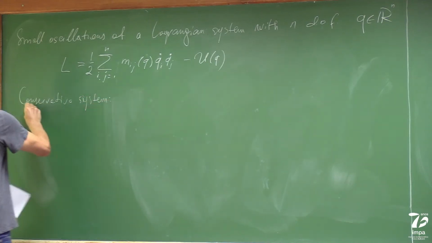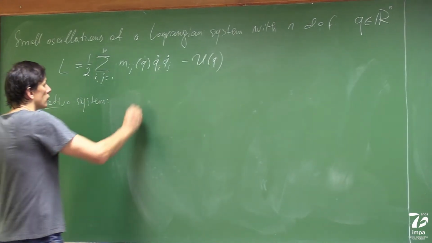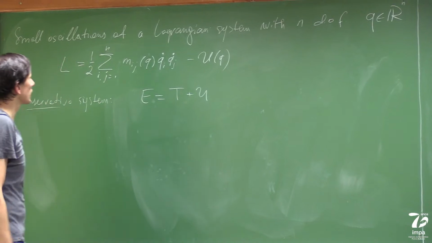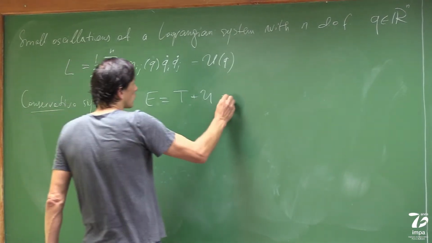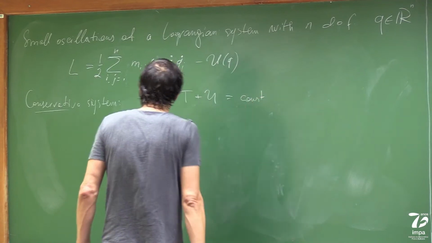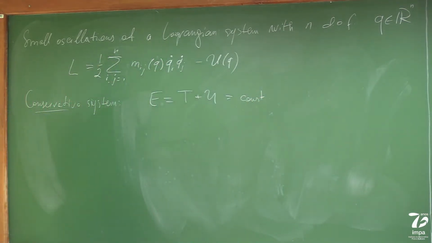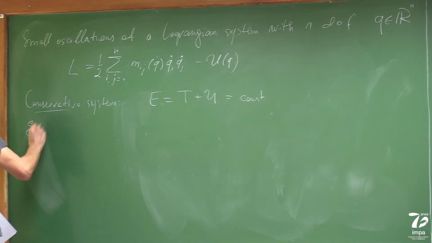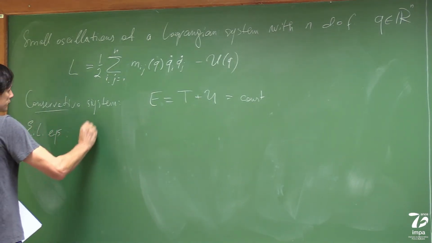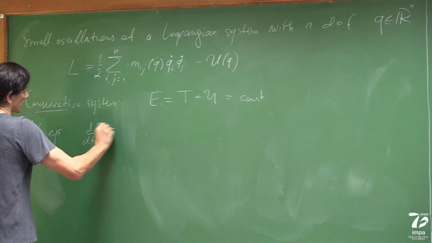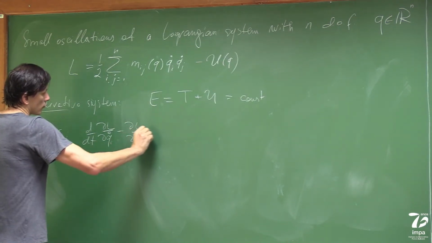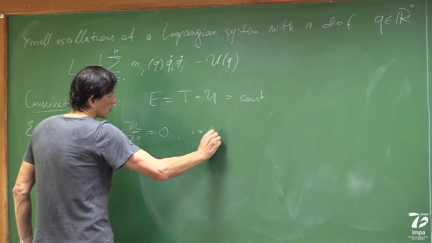So usually people refer to this system as conservative from the point of view that energy is conserved. If you change minus to plus, this is a constant of motion. So this does not change along any solution. But what we want to do is solve the Euler-Lagrange equations, which are n equations of the second order.